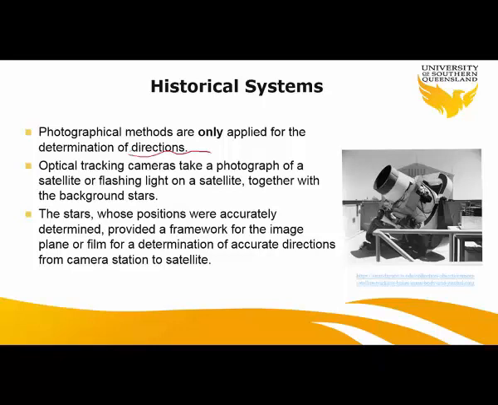Another disadvantage of this system was that it is very sensitive to environmental factors, like weather. So you couldn't take an image if you had a foggy day. So there was a certain limitation of using this historical system.